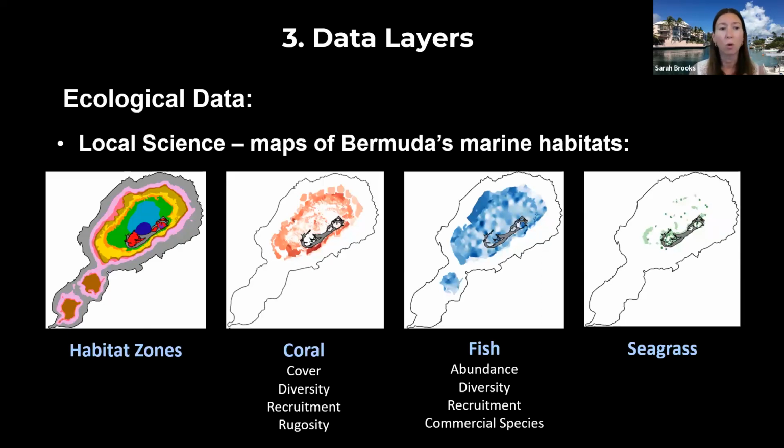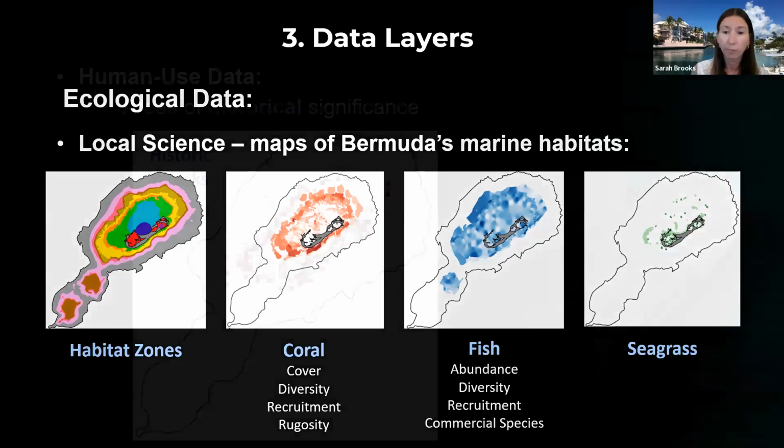You've also got important areas for coral, important areas for fish, shows where the best coral cover is, where the best coral diversity, fish diversity, abundance, and much more. And we also have maps that show where the important nursery habitats are as well. You can see seagrass on the screen here, but we also have maps that show where the mangroves and the patch coral are.